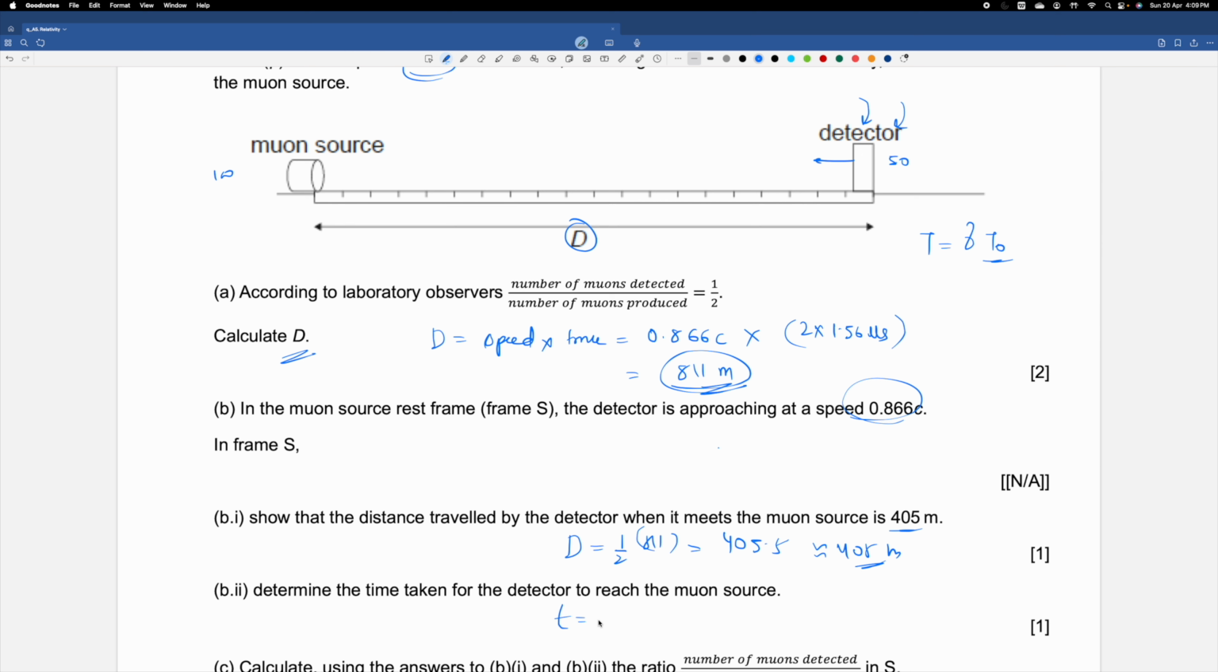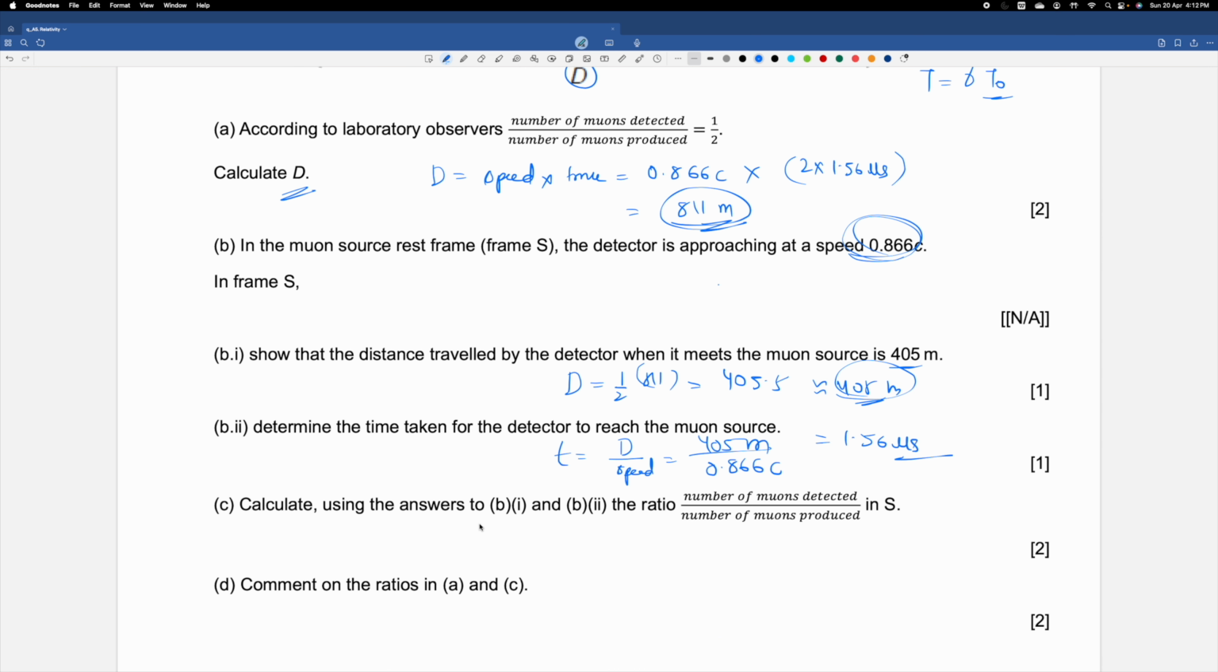The time it takes to reach the muon source will be the distance it travels divided by the speed with which it's traveling. The distance traveled is 405 meters, divided by the speed with which it is traveling, 0.866 c. When you plug in all the values, the answer is going to be 1.56 microseconds.